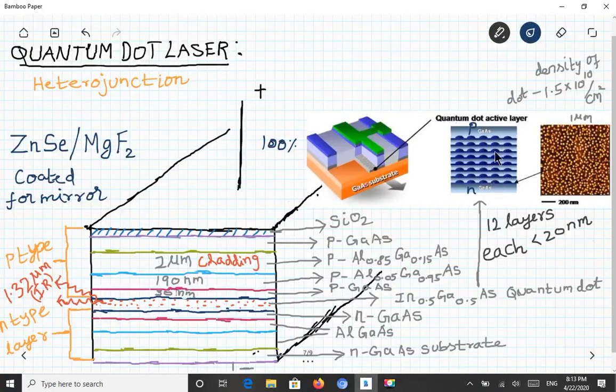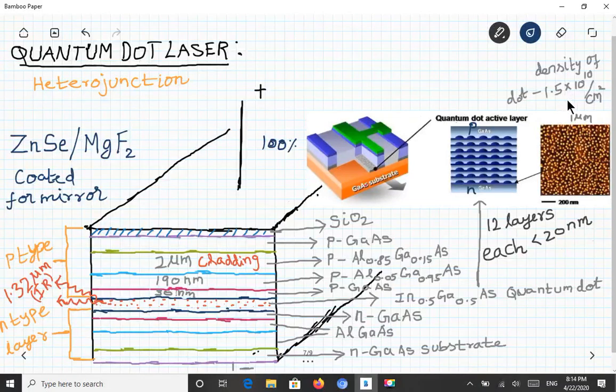Here, if you count, you will not see 12. For example, I have shown this picture. I did not get any better picture than this. So consider this as 12. There will be 12 layers, and each dot is a quantum dot. This is the microscopic image of those quantum dots, of total length 1 micrometer actually.